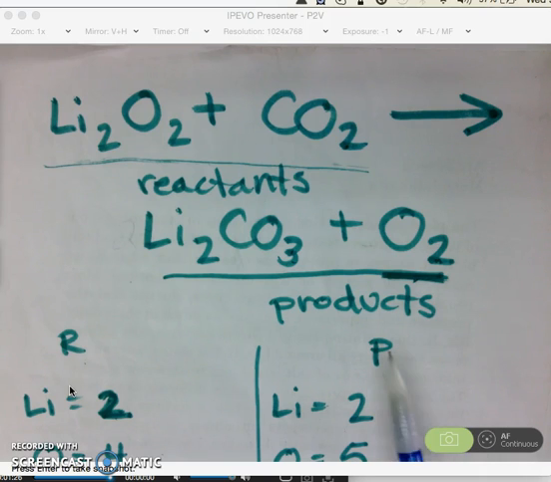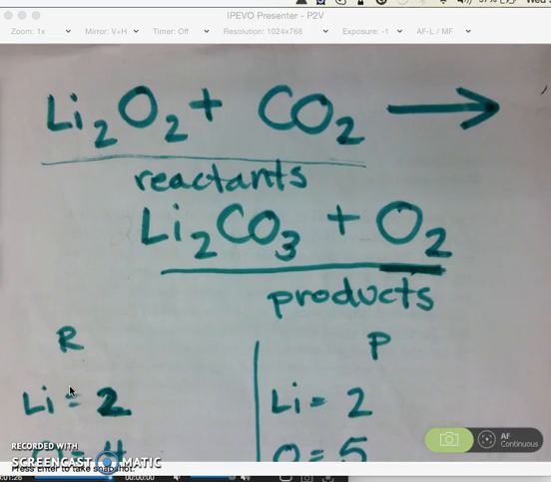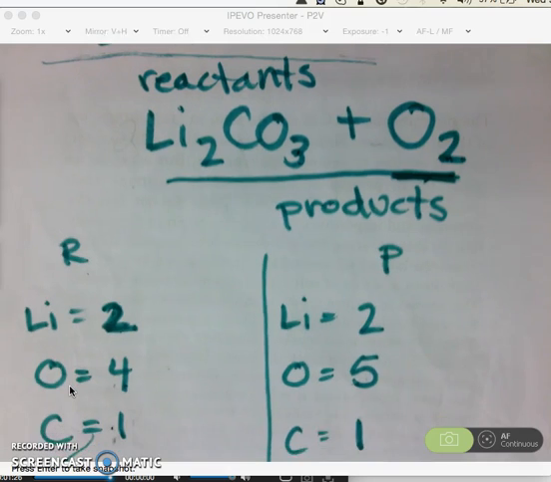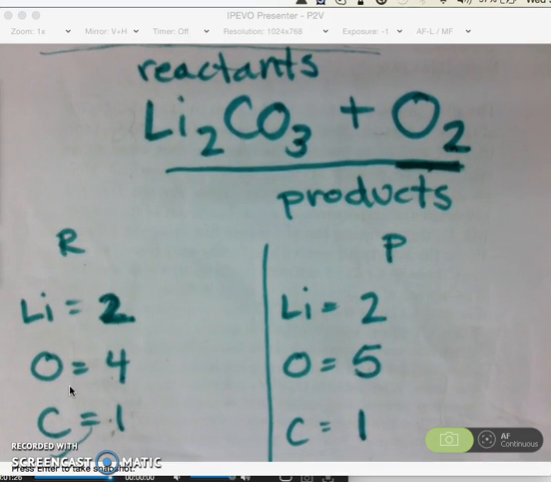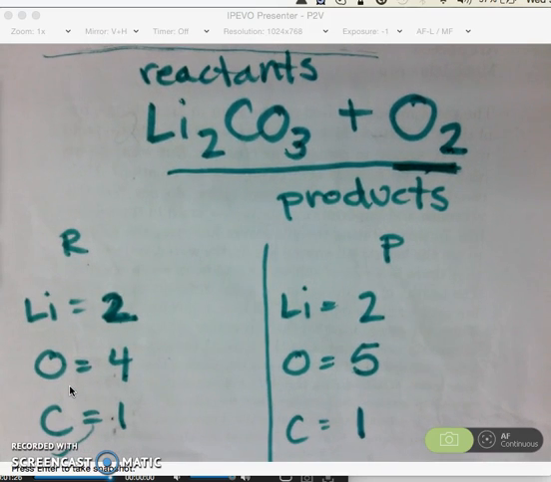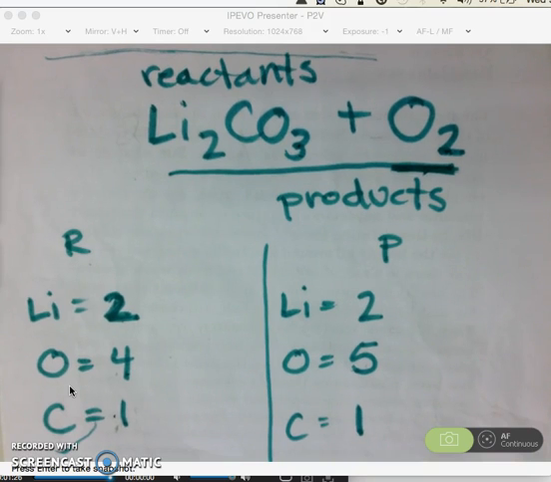Then we do the same to our products. 2 lithiums, 1, 2, 3, 4, 5 oxygens, and 1 carbon. So everything, and I'll lift that up so you can see, everything is balanced except for our oxygen. So we need to start with those first.